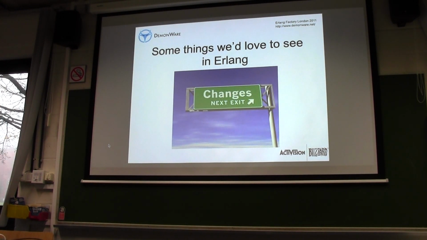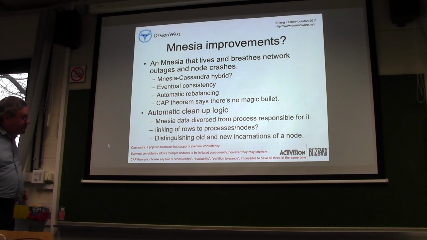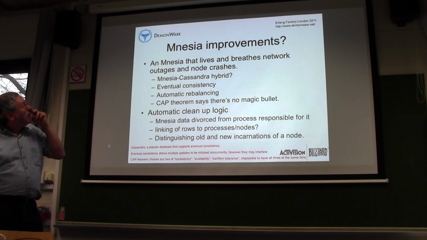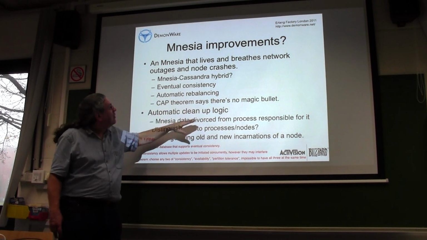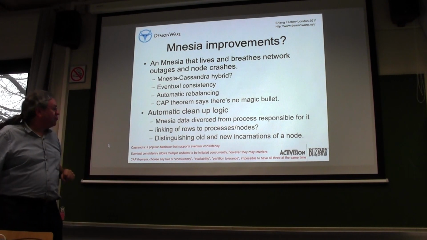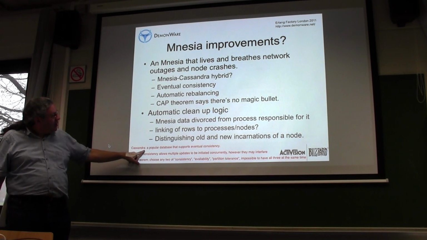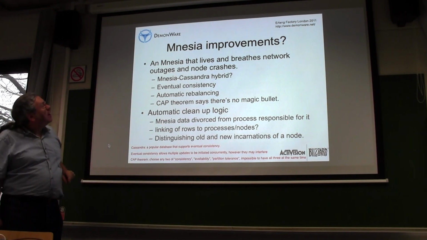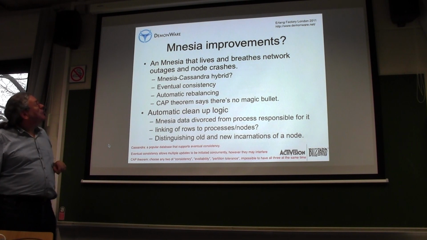Now they also have things they want to see in Erlang. Some things we'd love to see. So these guys are really industrial users, and they want things that didn't exist. Maybe some of them have been added since 2011. They want improvements in Mnesia, for network outages and node crashes. Maybe combine Mnesia with Cassandra. So Cassandra is another database, not Erlang, but has eventual consistency and good support for node crashes.